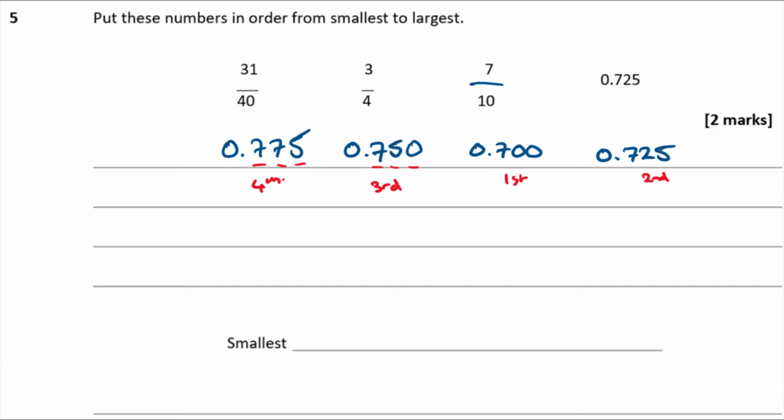Now I like to write them down in the same form as they give me, so rather than writing those decimals, I'm going to rewrite the things that they gave us. So the smallest one then is 0.700 or 7/10. Just going to write down in the same symbol that they gave me. Then the next biggest was 0.725. Next one was 3/4. And then finally I've got 31 over 40.